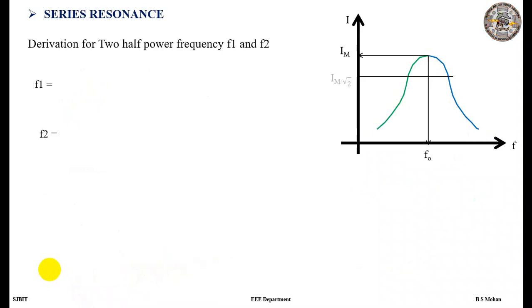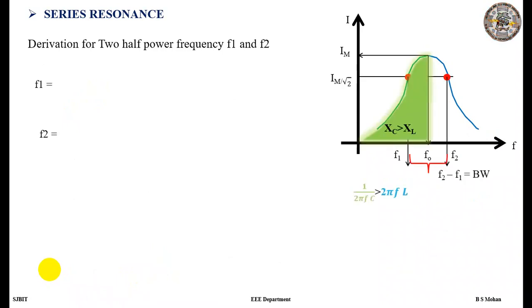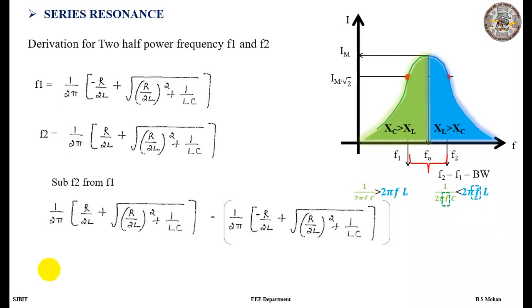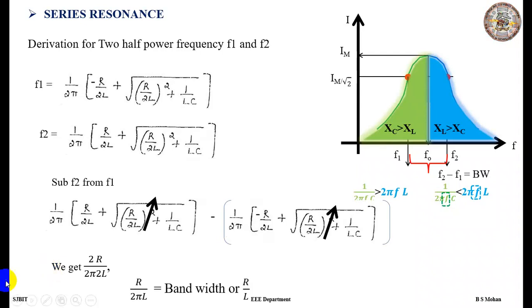So we have seen two cutoff frequencies. We have seen quality factor and bandwidth. We have understood that at F1 or omega 1, XC is greater than XL, and beyond F0, XL is greater than XC, and these are the two cutoff frequencies. So subtract F2 minus F1, we get bandwidth, right? These two terms cancel each other, so we get 2R by 2 pi 2L, or if we solve further, we get bandwidth as R by 2 pi L. So R by L is with respect to omega, and R by 2 pi L is with respect to F.